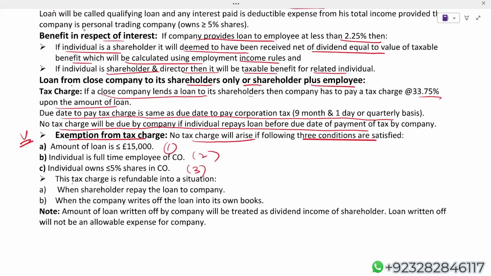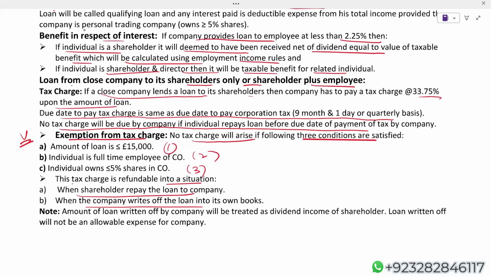This tax charge is refundable in the situation when the shareholder repays the loan to the company. When the shareholder repays the loan to the company, then HMRC refunds the amount to the company. When the company writes off the loan in its own books, then again HMRC will return that amount to you.